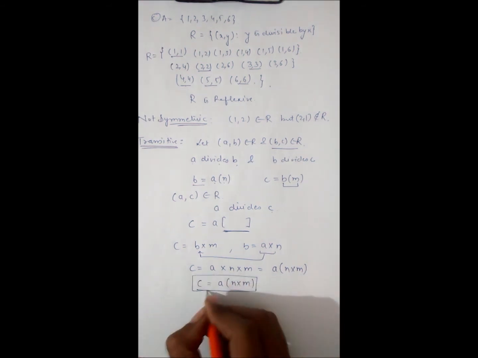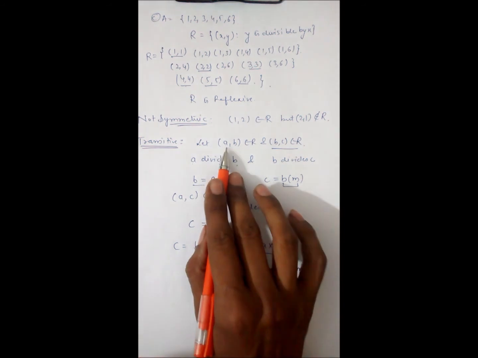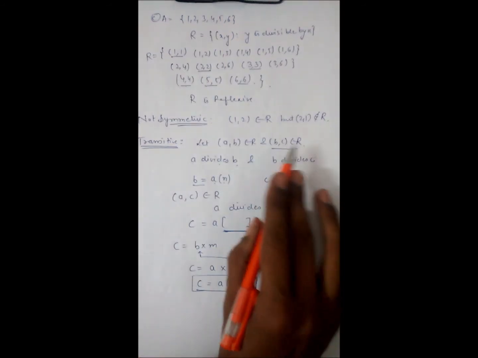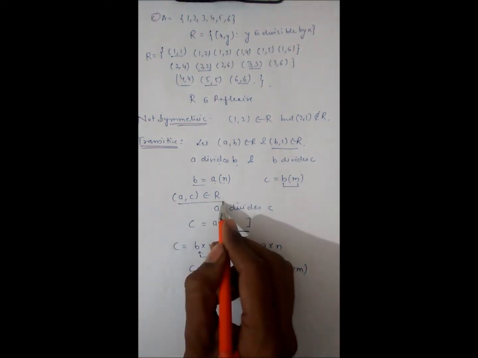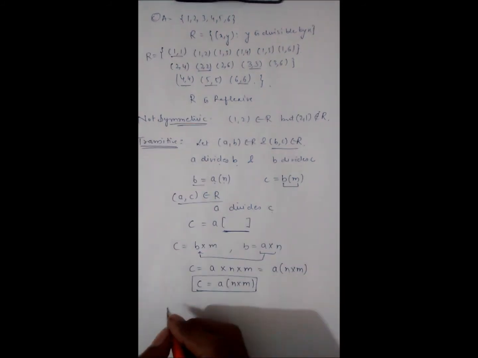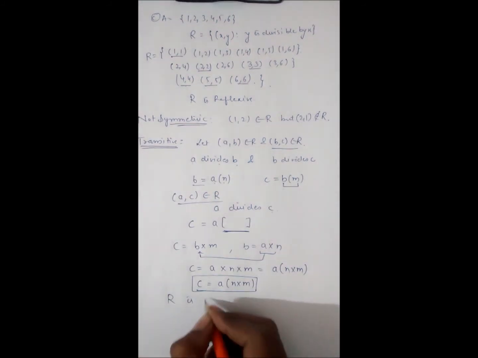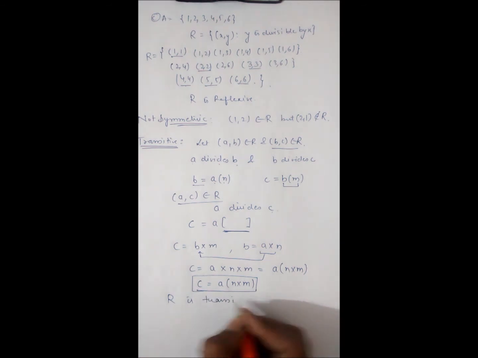Therefore, for any arbitrary pairs (A, B) and (B, C) in the relation R, I'll definitely have (A, C) in R, which makes the relation transitive. Thus I can say R is transitive.